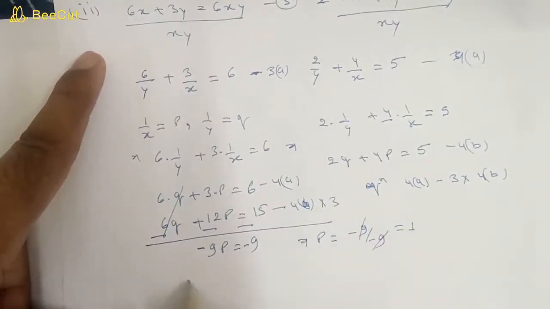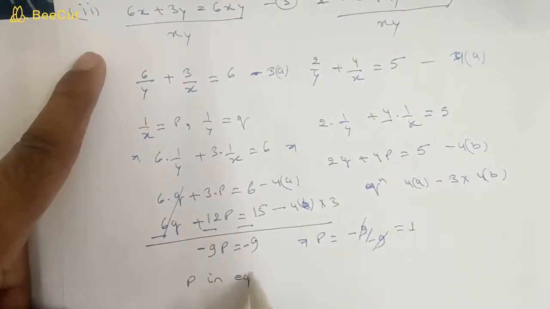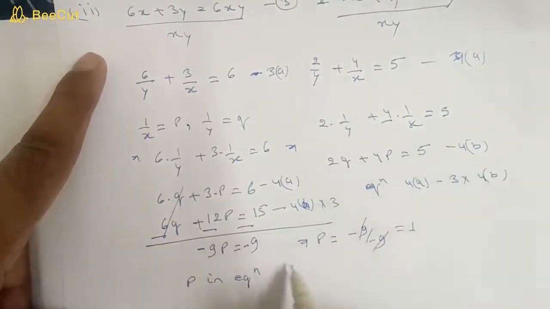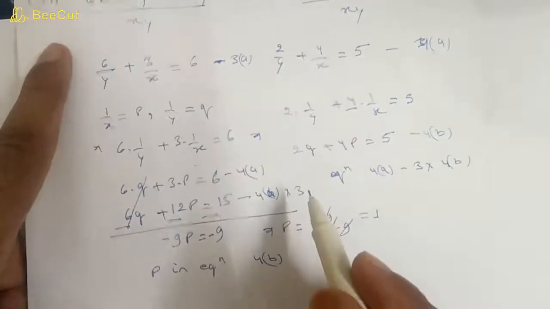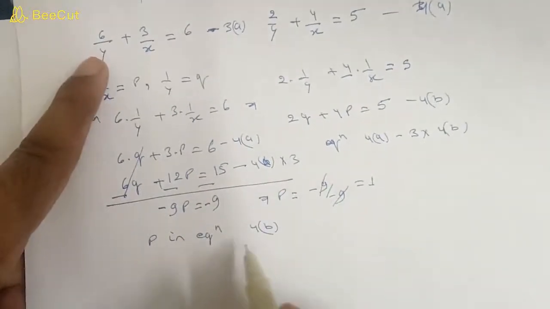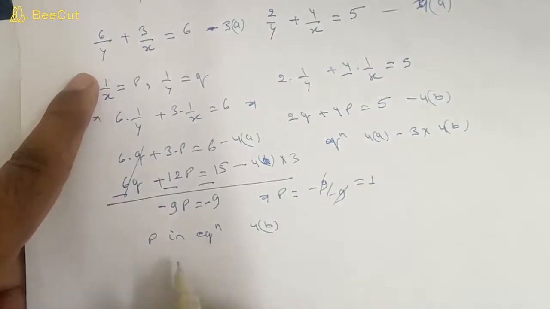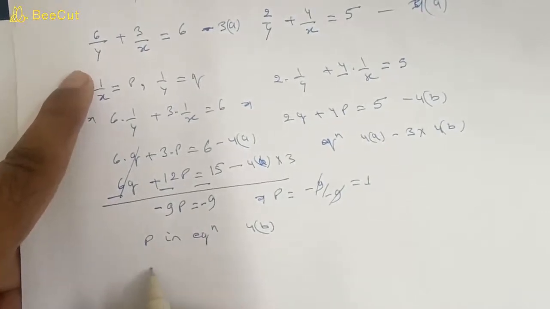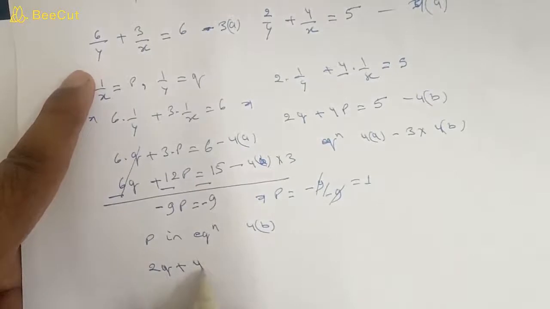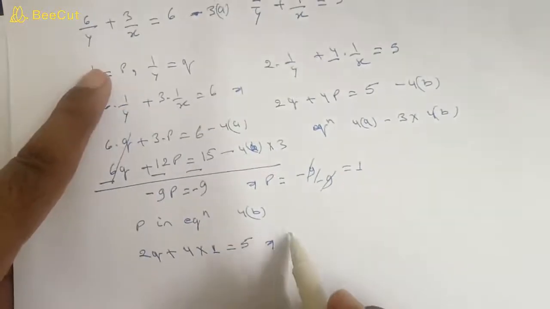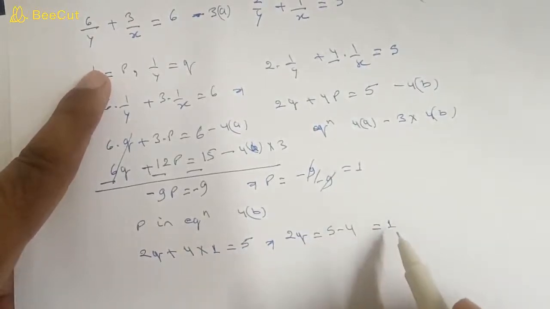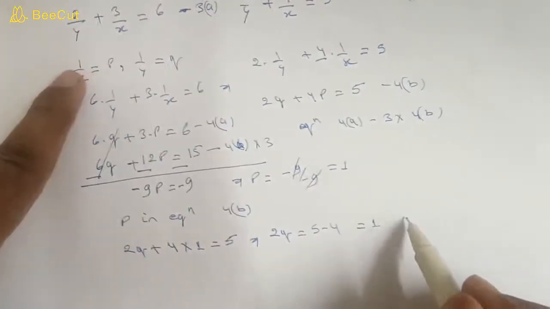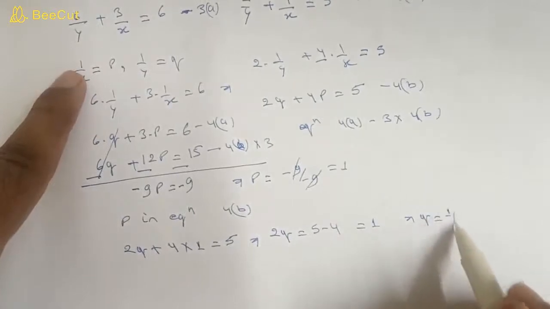Now put the value of p in equation 4b. We can put this value in any equation, 4 or 5. So we put the value of p in 4b. We will get 2q plus 4 into 1 is equal to 5. So we can write 2q is equal to 5 minus 4 is equal to 1. So we will get q is equal to 1 by 2.